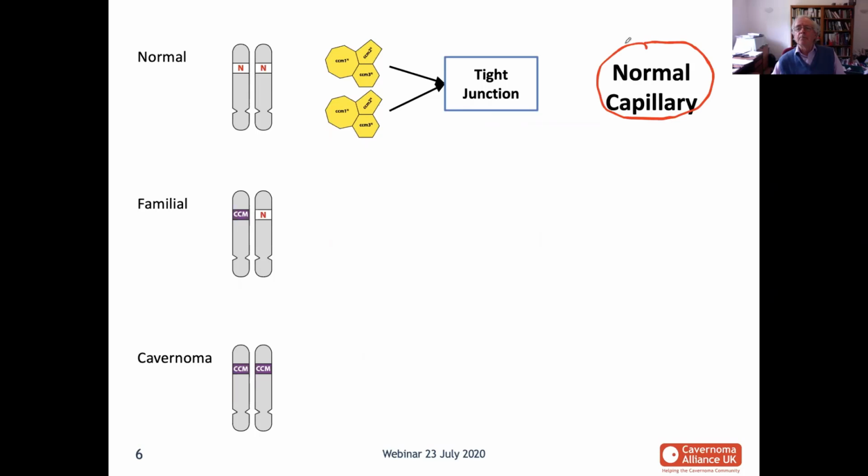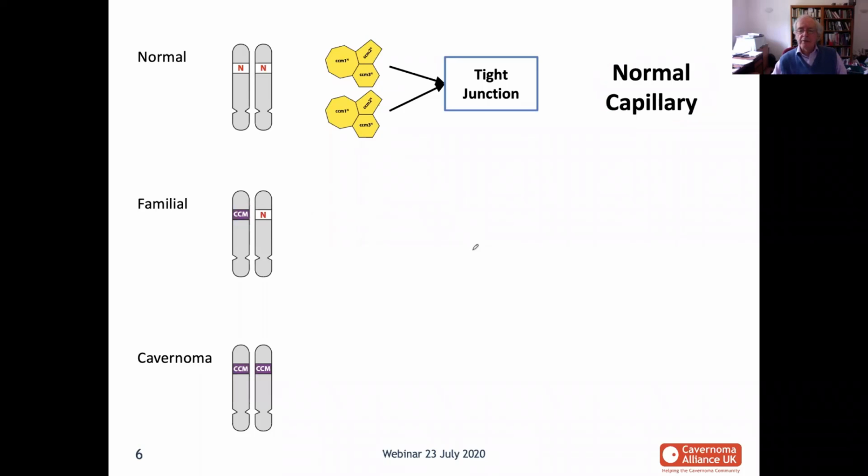and you have a normal blood capillary. If you're born with the familial form of Cavernoma, one of your genes is abnormal and the other one is normal. You never get the situation where if both the mother and the father have, for example, CCM2, you never get the situation where you have 2 abnormal genes. Those fetuses would be aborted early on. They're not viable.